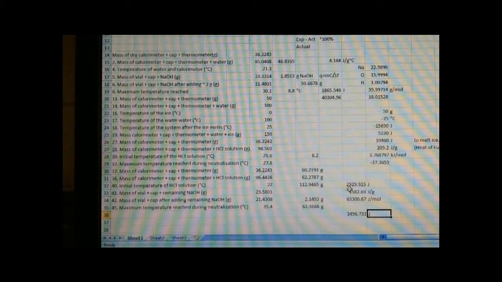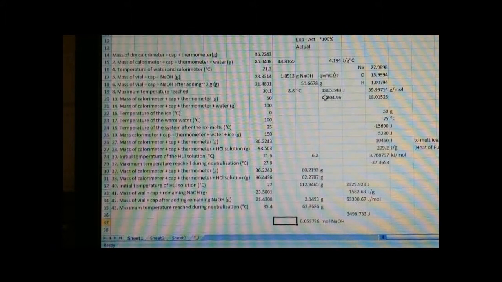Okay, now what I need to do is take this value, negative 40,300 joules per mole, and multiply by the moles of sodium hydroxide I have from 43. Okay, so I need to convert this to moles and then multiply. So here's my grams. Let me first find the moles. So I have grams divided by the molar mass, which is 39.99. So there's my moles of NaOH.